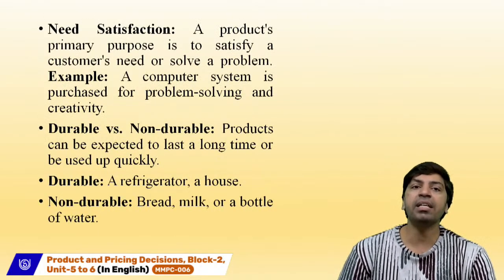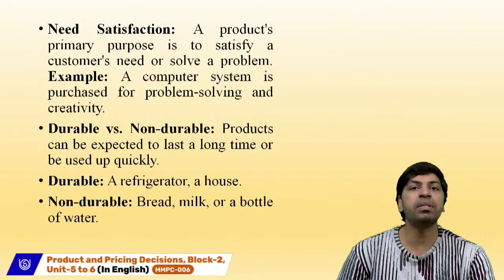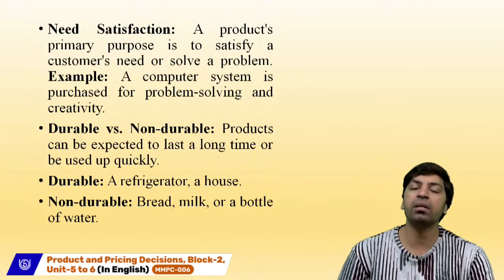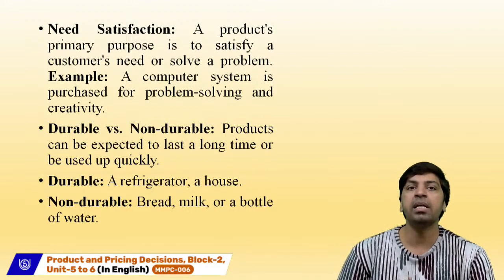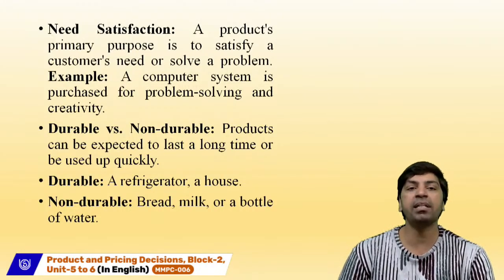The second nature is need satisfaction. One of the main purposes of a product is to satisfy customer needs and wants, and ultimately to resolve a particular problem, issue, or concern. Let's take an example: a computer system is purchased for problem solving and creativity.